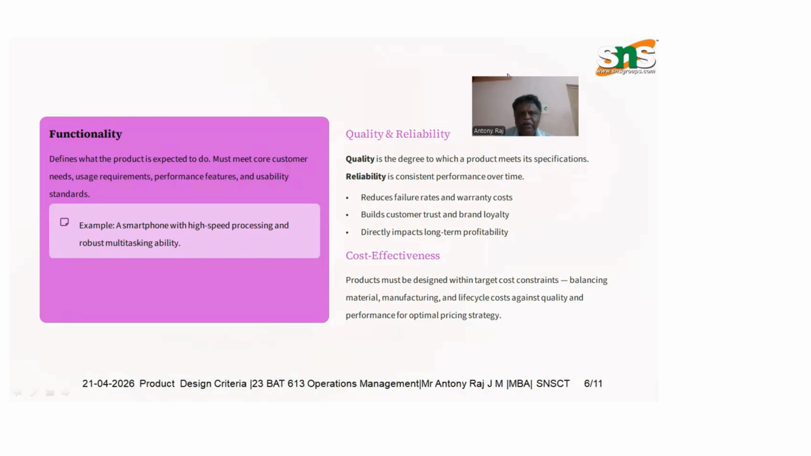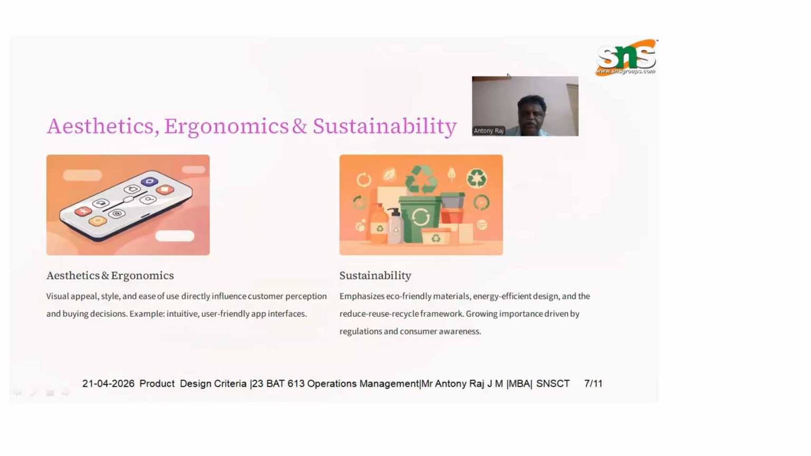And quality and reliability is actually, any product has got some specifications. Quality is a degree to which a product meets the specification. And reliability is actually, the product should perform very consistently over a period of time. And cost effectiveness: there's no point in developing a product where the cost is going to be very high, because at the end of the day, it is going to get passed on to the customer and the customer is not going to buy. So any product design criteria should be very cost effective.